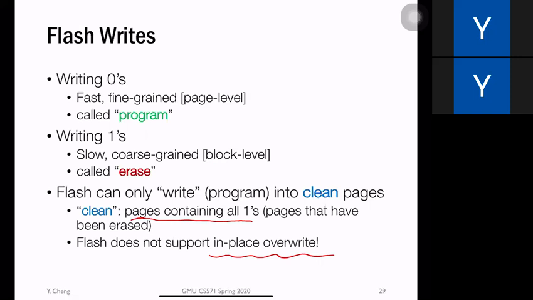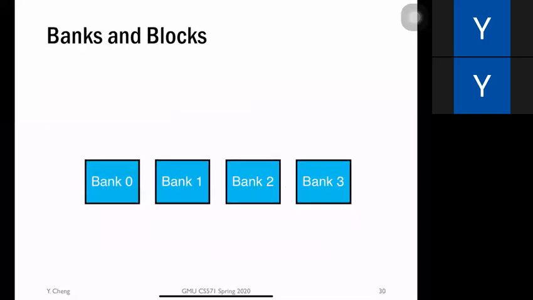So this is the most important thing that you need to get a sense of, in order to fully understand the fundamental differences between the mechanical hard disk and the electronic flash devices. And here, this example shows 4 different flash banks or 4 different flash planes.